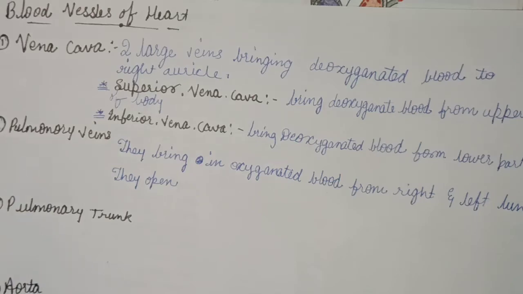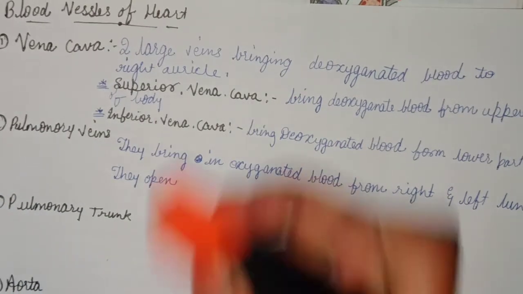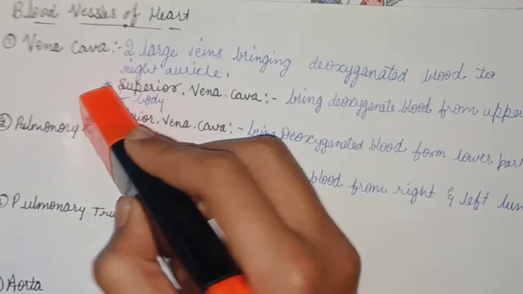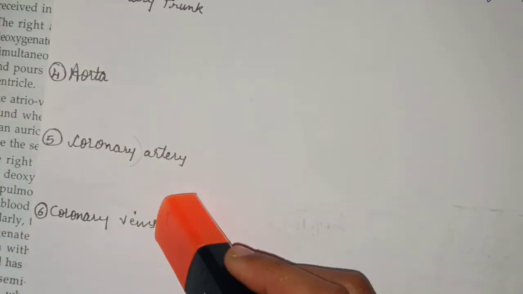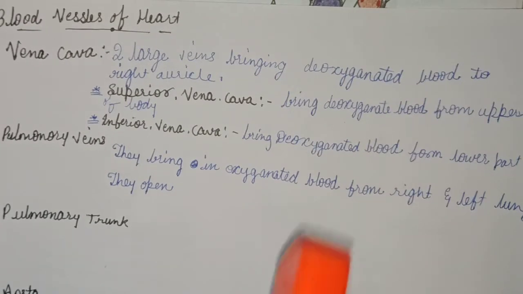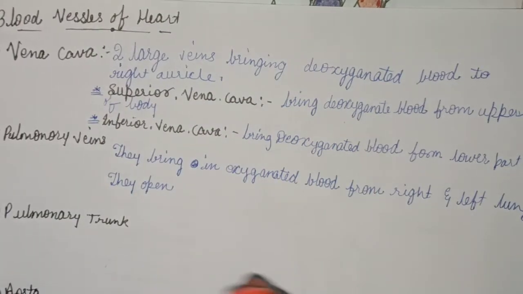Now we are going to start from blood vessels of the heart. Blood vessels are arteries, veins, and capillaries, and the blood vessels of the heart are the vena cava, pulmonary veins, pulmonary trunk, aorta, coronary artery, and coronary veins. So these are the blood vessels of what? Of the heart. Blood vessels in general are arteries, veins, capillaries. Blood vessels of the heart are these things I said, nearly 6.